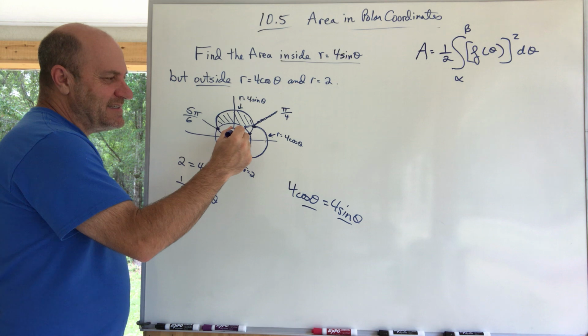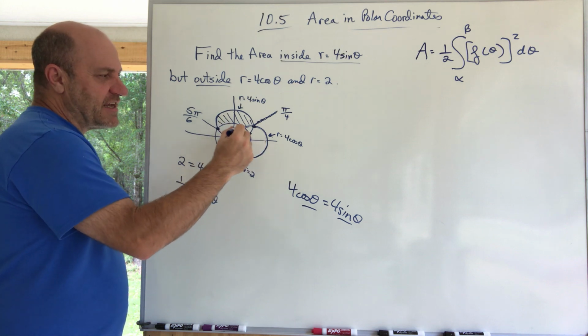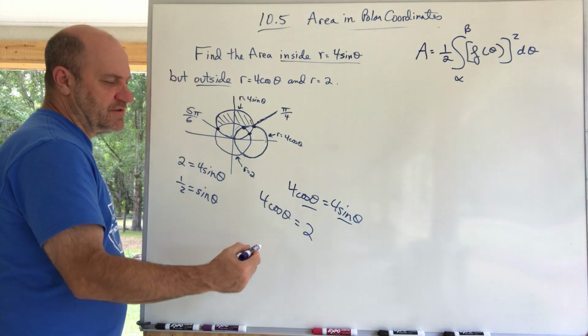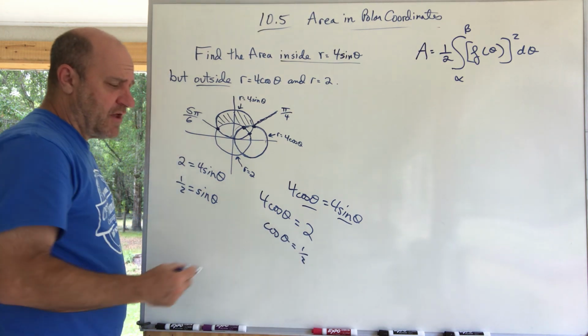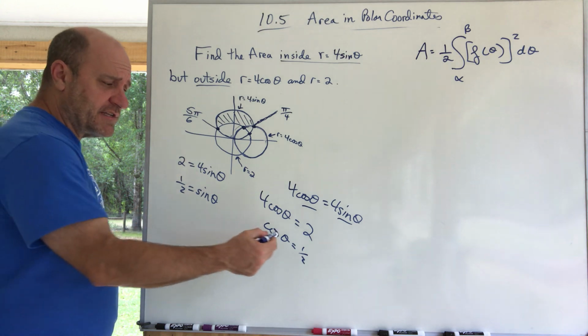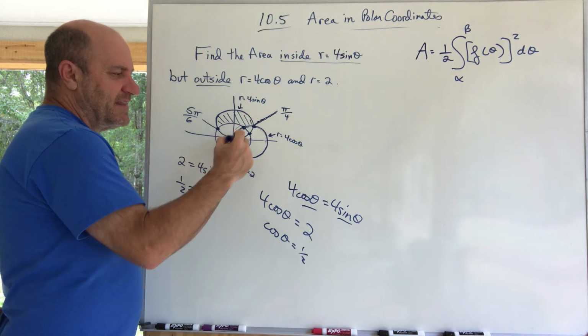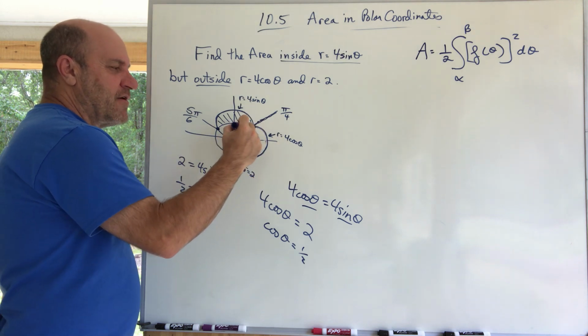Now, I think I need this place. This is when the 4 cos theta intersects the R equals 2. When the 4 cos theta hits the R equals 2, divide by 2, cosine theta is a half. Cosine theta is a half at 60 degrees. So this is pi over 3. These are all a bunch of famous angles. This is pi over 6, and this is pi over 3 right here.